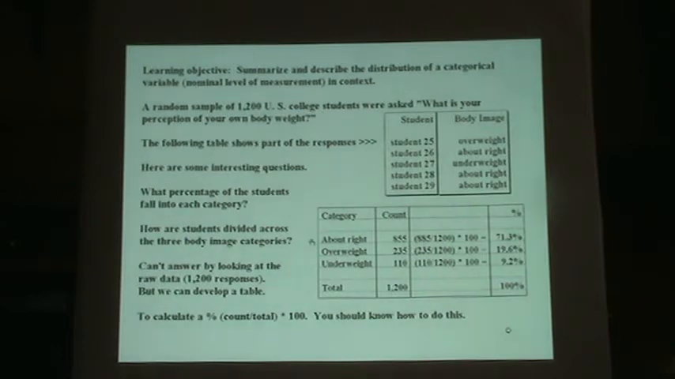We ascribed 3 attributes to it: about right, overweight, and underweight. And then we developed a table and we put the counts: 855 about right, 235 overweight, 110 underweight. And then we calculated the percentages. And to calculate the percentage, you take the count in that attribute, about right, divide it by the total, 1,200, and multiply by 100. And again, this is a skill that you should know. So this is how we would deal with the data if we wanted to report it in terms of numbers. We would present a table.